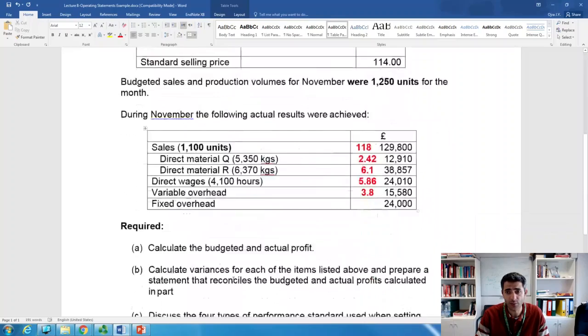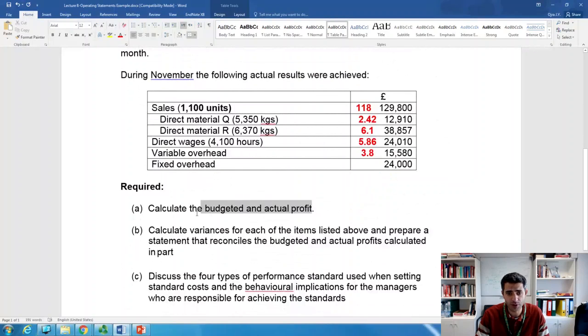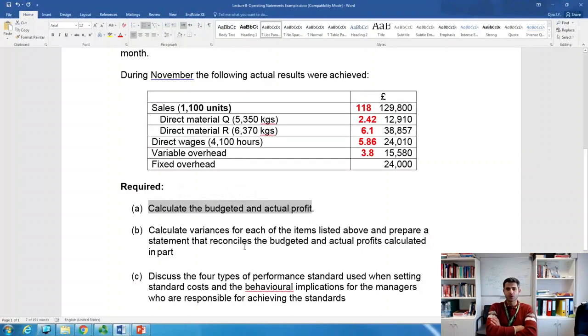Excellent. Right, so now it comes to the first part of the question. The question asks you to calculate the budgeted and the actual profit. So how can we do this? Let's do it, guys.